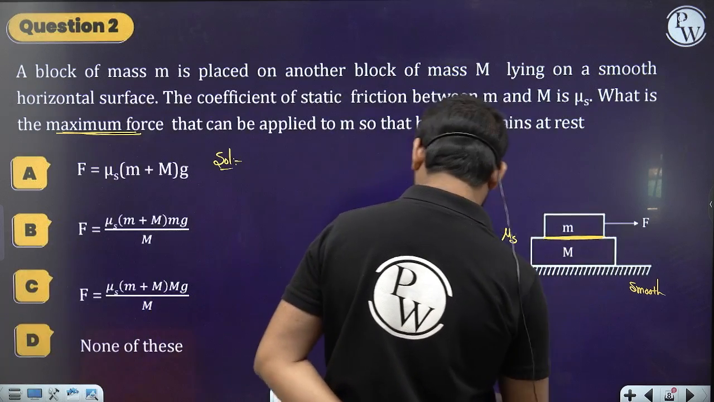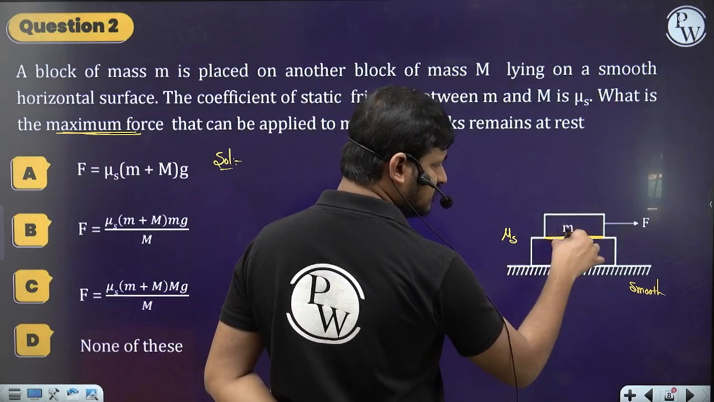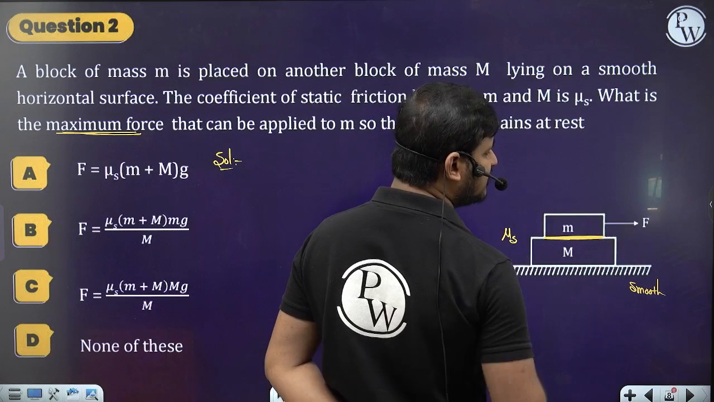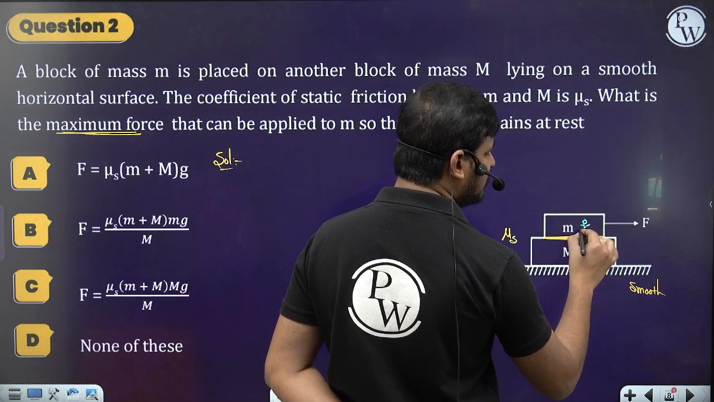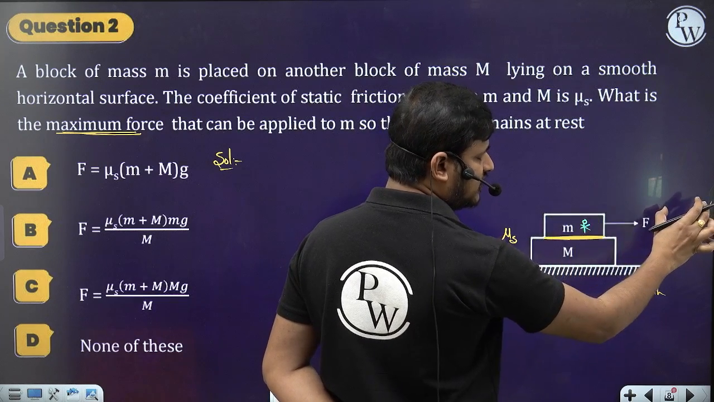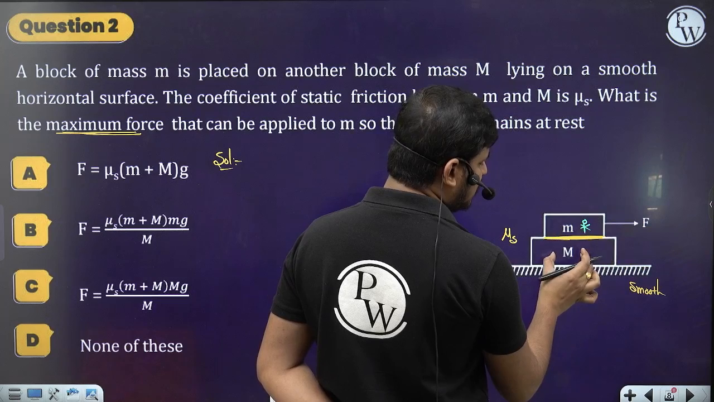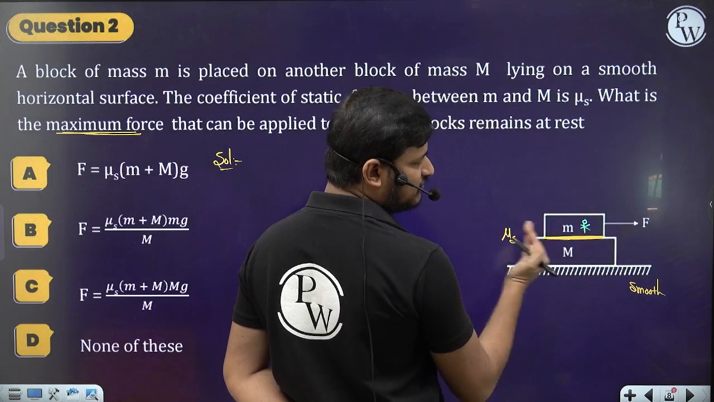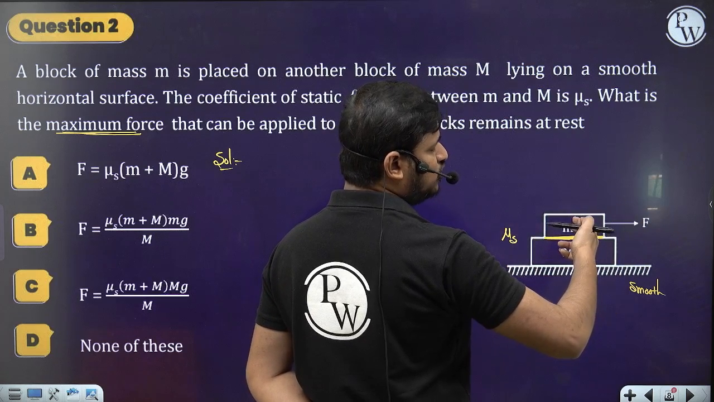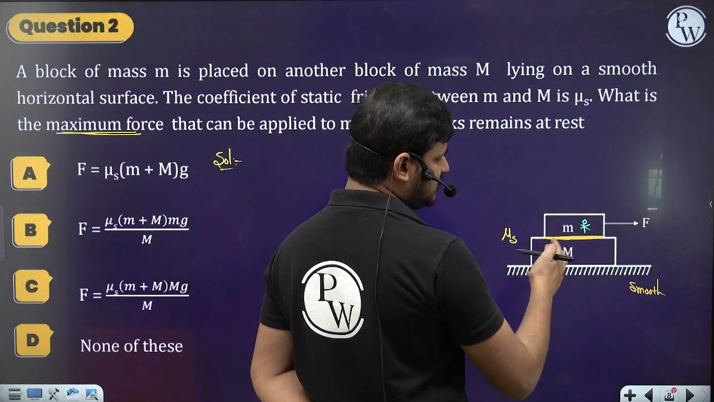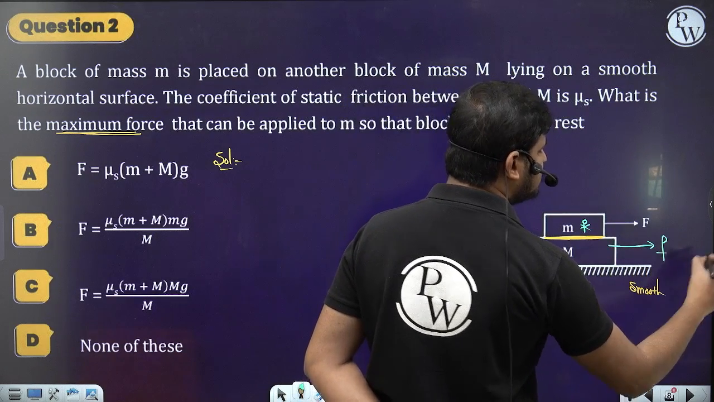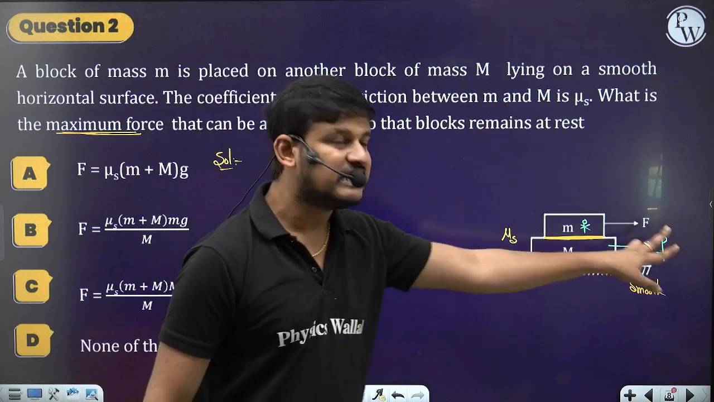What's the concept here? Understand with respect to one another, by considering the frame of reference. The force is applied on the small m. So consider this as the frame of reference. If it is the frame of reference, you are moving forward, right? So with respect to you, the capital M is moving backward. Yes or no? You are moving to the right side, so with respect to you, the capital M mass seems to be moving to the left side. So the friction should oppose the relative motion. The friction should act to the right side on this.